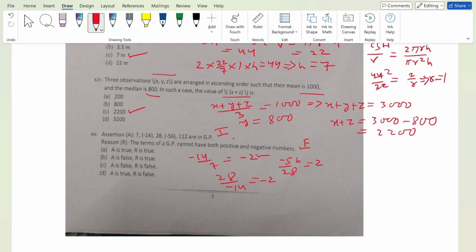Write your mark out of 15. How much did you get?